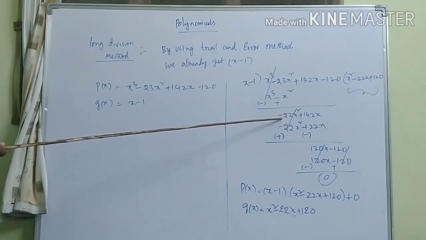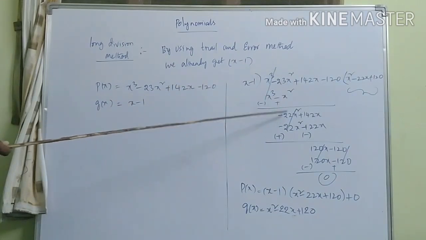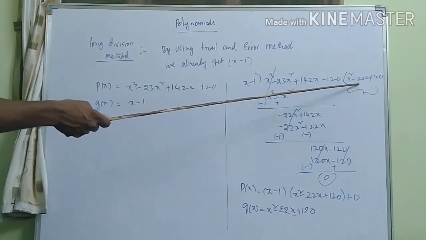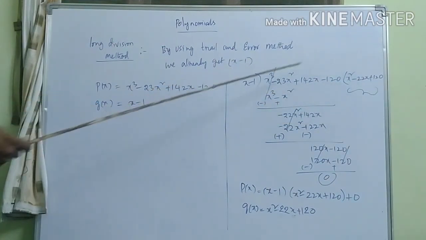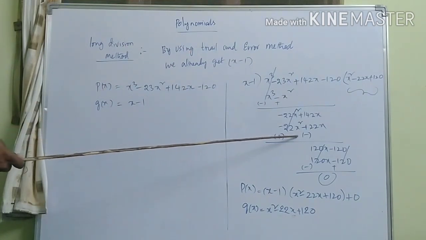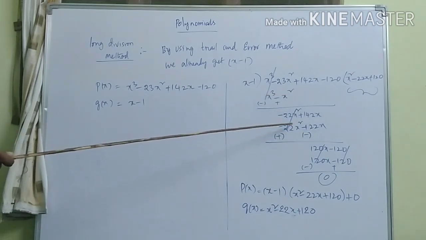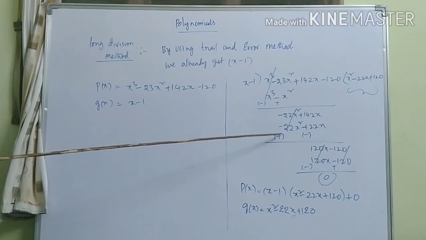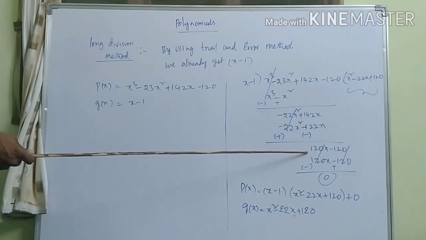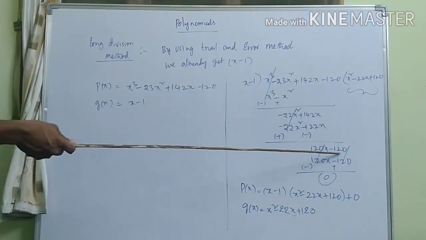Divide this result's first term by the divisor's first term, that is minus 22x square by x. So the result is minus 22x. So minus 22x into x minus 1 is equal to minus 22x square plus 22x. So in our subtraction, minus 22x square and plus 22x square cancel. So 142 minus 22 is equal to 120x. Bring down the last coefficient, that is minus 120.